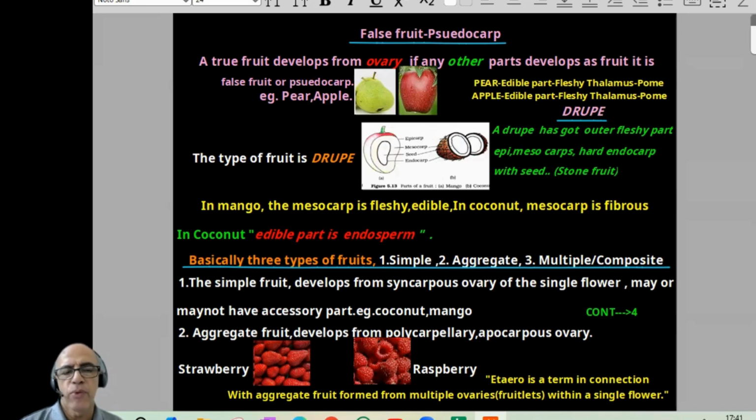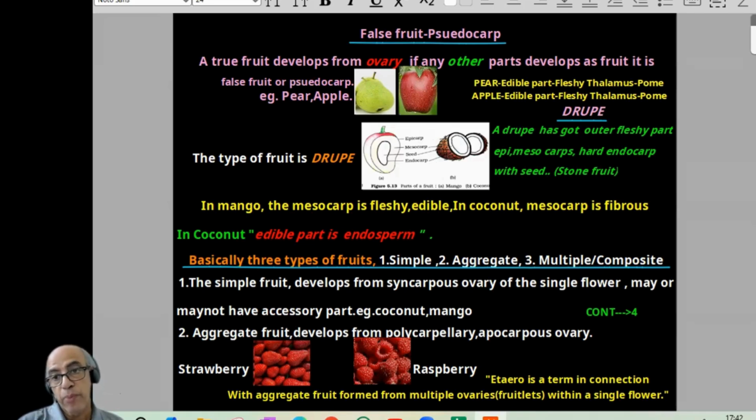So what is a simple fruit? Most simply, a simple fruit develops from a syncarpous ovary of a single flower. It may or may not have an accessory part. Typical examples are coconut and mango. Now comes aggregate fruit.